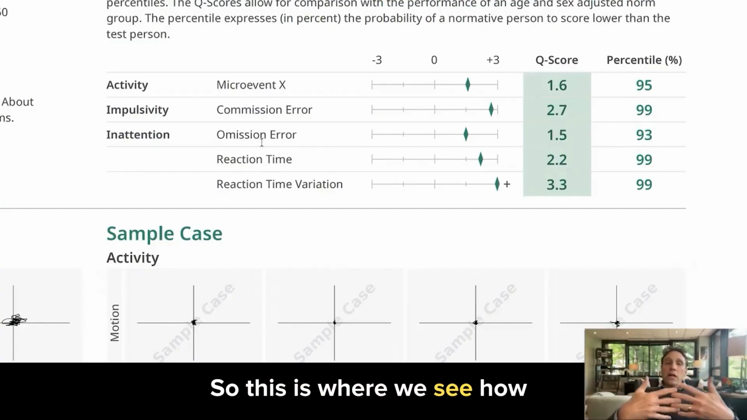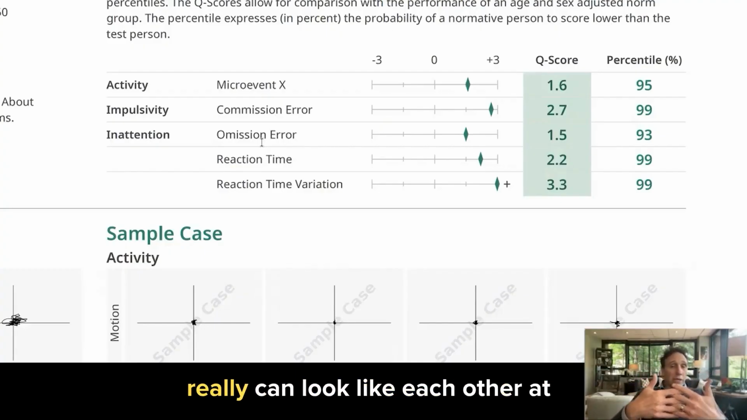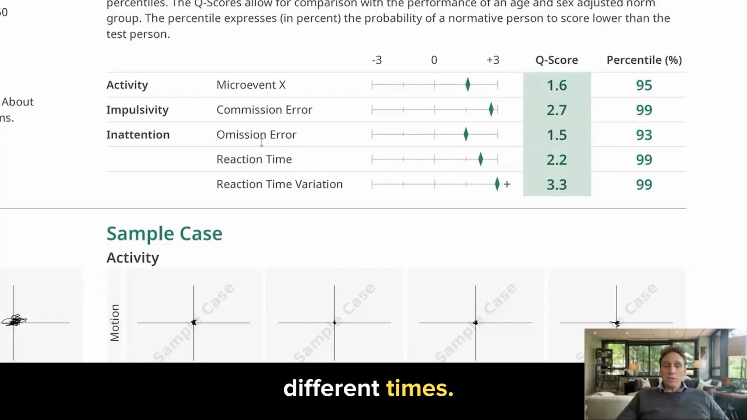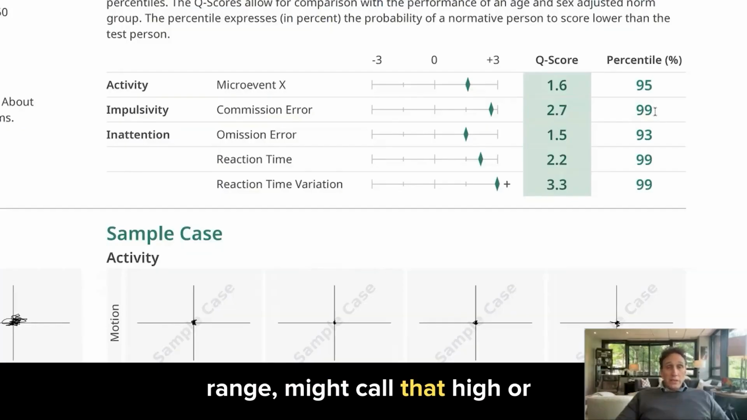So this is where we see how impulsivity and inattentiveness are very closely linked, and they really can look like each other at different times. In this case, though, we see there is some inattentiveness, but it's a little bit more mild than the impulsivity scores. This score is in the elevated range, we might call that high or even severe. This is more in the moderate range for a woman her age.